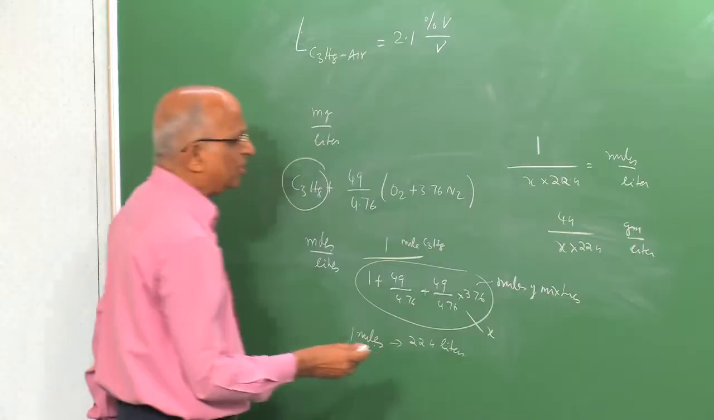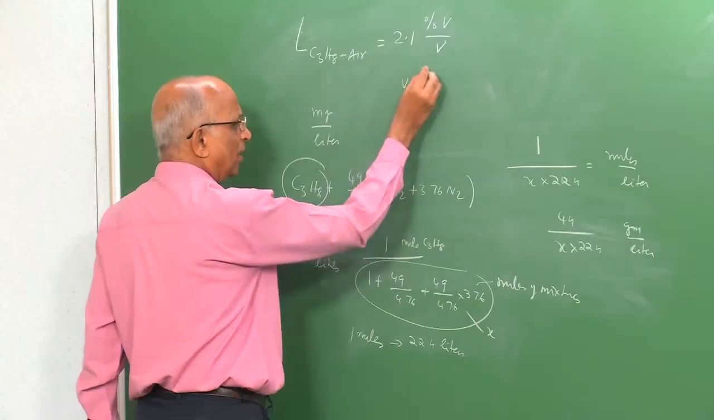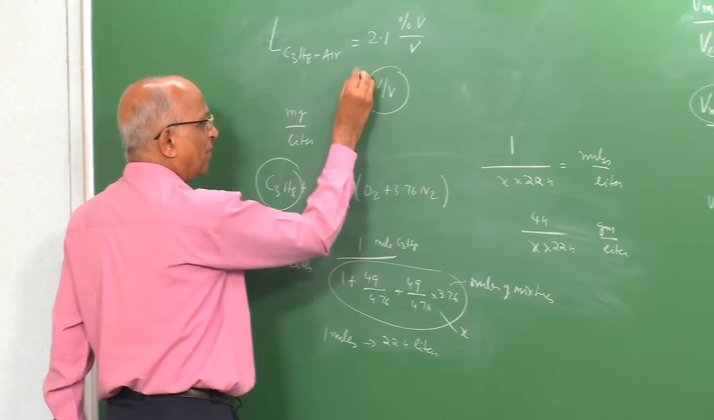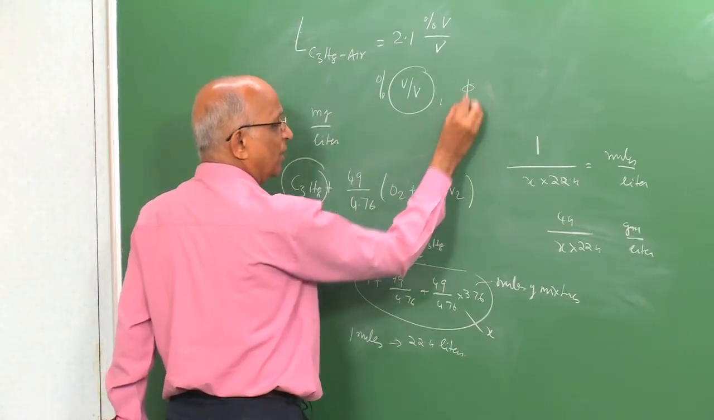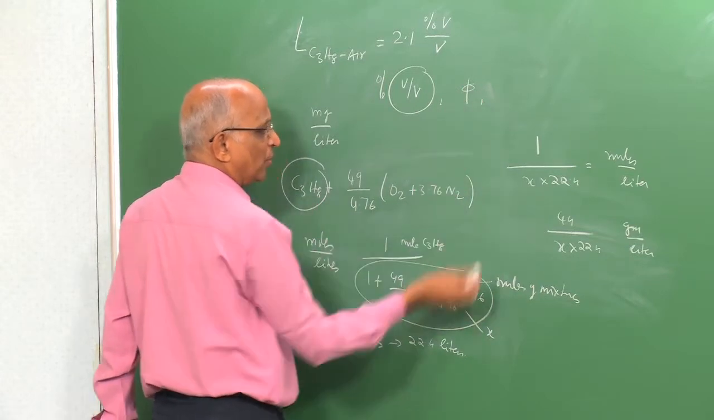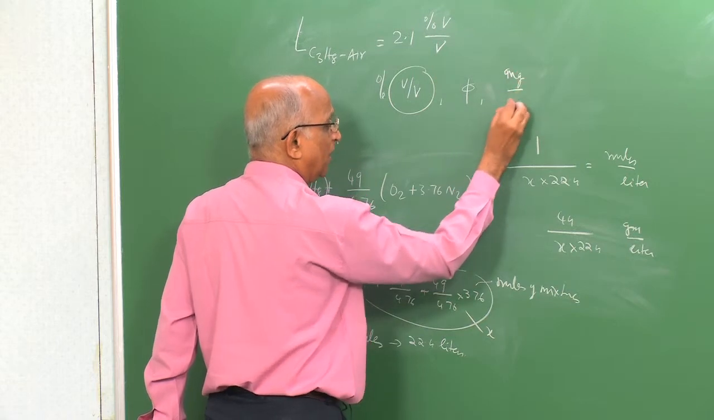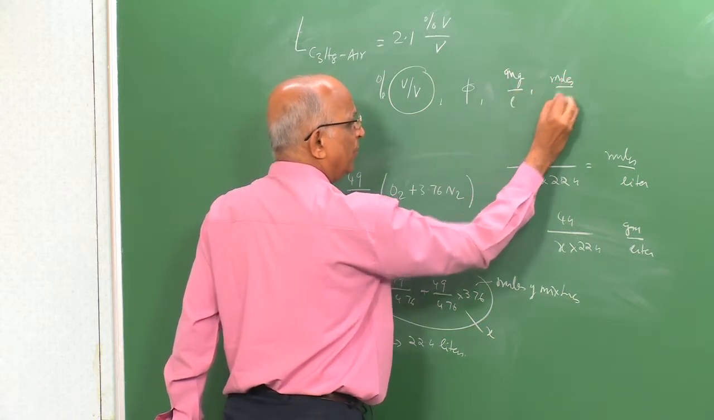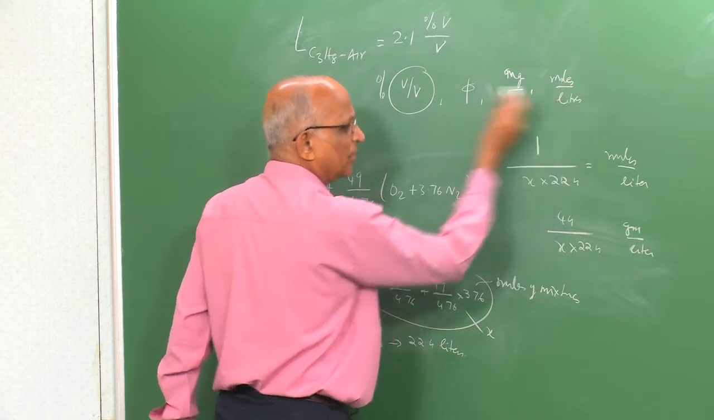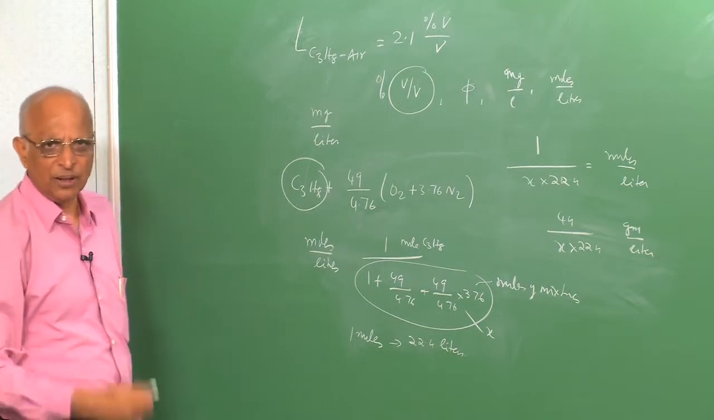Therefore, you can express the lean limit of flammability instead of volume by volume. That is how it is generally done. In fact, it is percentage volume by volume. You can also express it in terms of the equivalence ratio. You can also express it in terms of milligrams per liter or grams per liter, or in terms of moles per liter. We should be able to do different problems having different units and express the same thing.